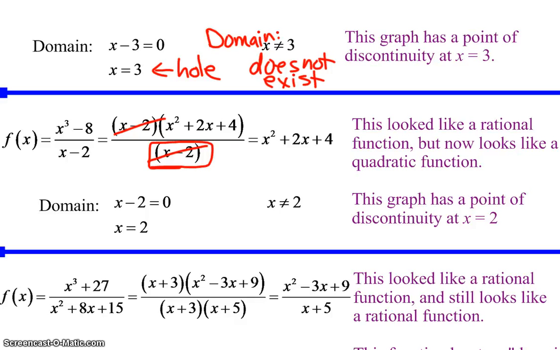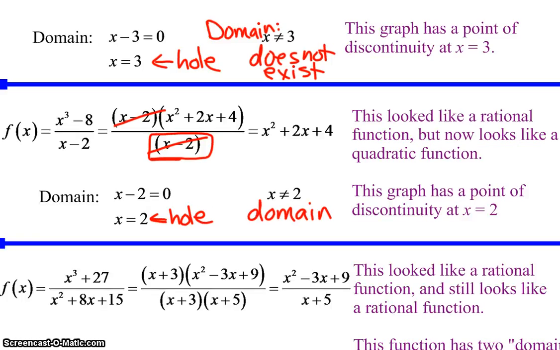I needed to find out where it would be, so I set the denominator equal to 0. My hole is at x equals 2, and my domain is x cannot equal 2. It means the graph exists everywhere except when x equals 2. This one actually ended up looking like a quadratic function as opposed to the first one, which ended up looking like a linear function.